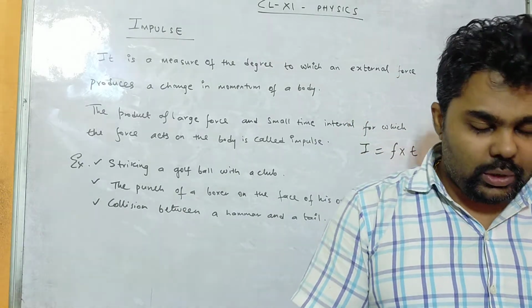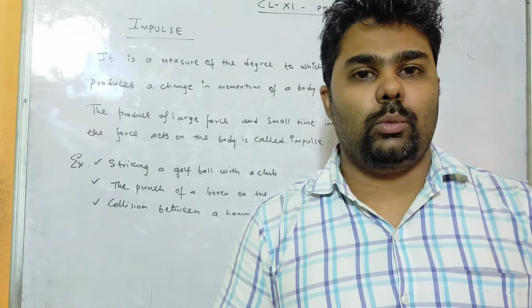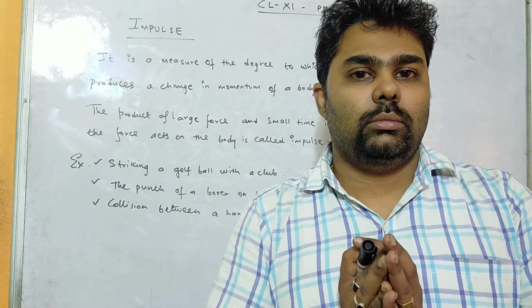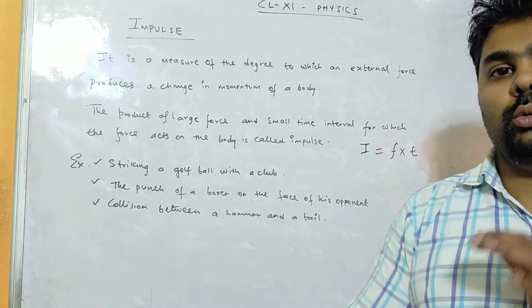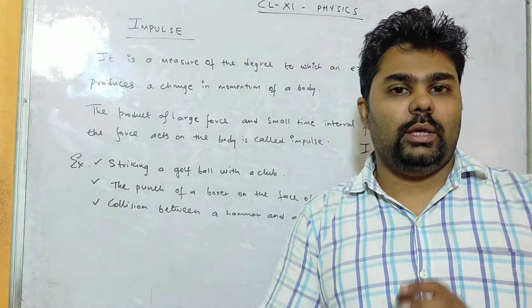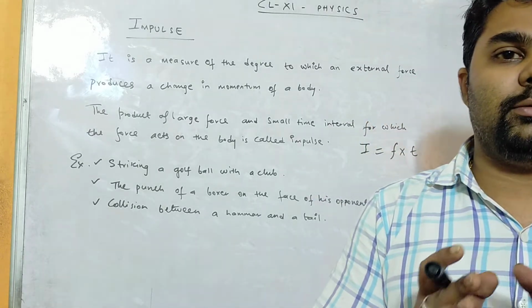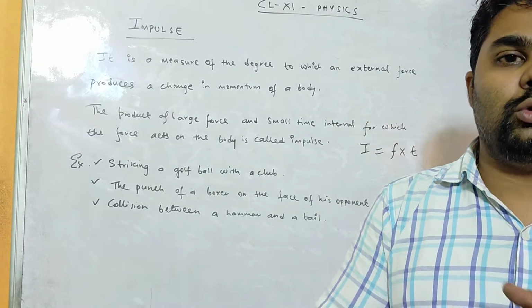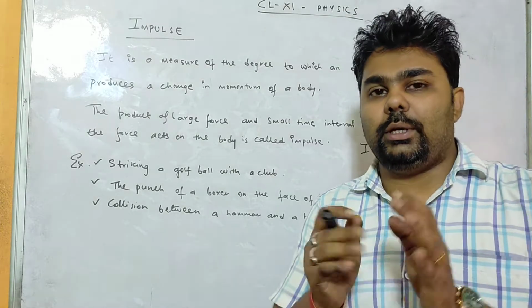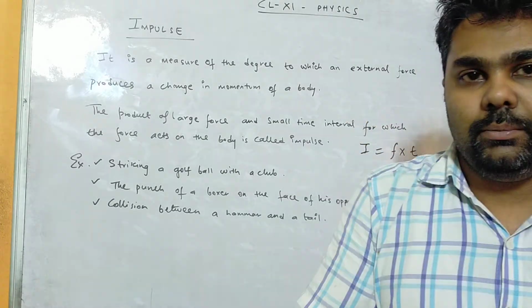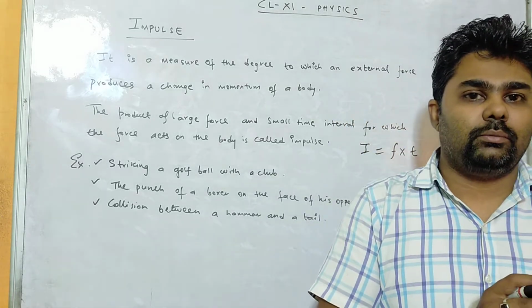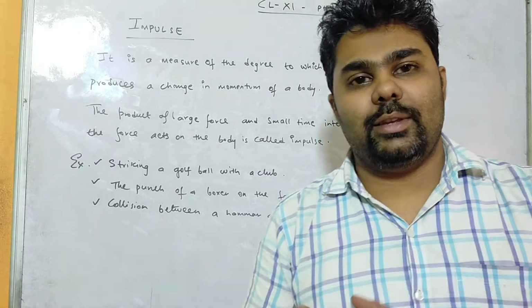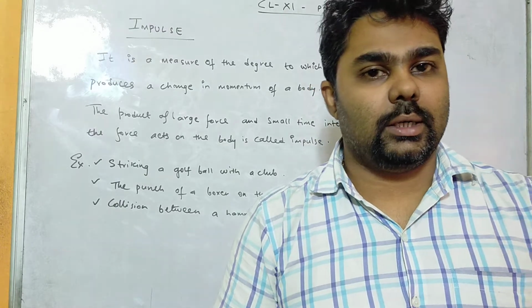Whenever a cricket player tries to catch the ball, he lowers his hand in a downward, backward direction to increase the time duration. If he increases the time duration, then the impulsive force will be less, so that he can easily catch the ball. But if he is diving in a forward direction, then the time will be very less, for which the ball may slip from his hand and he may get hurt.